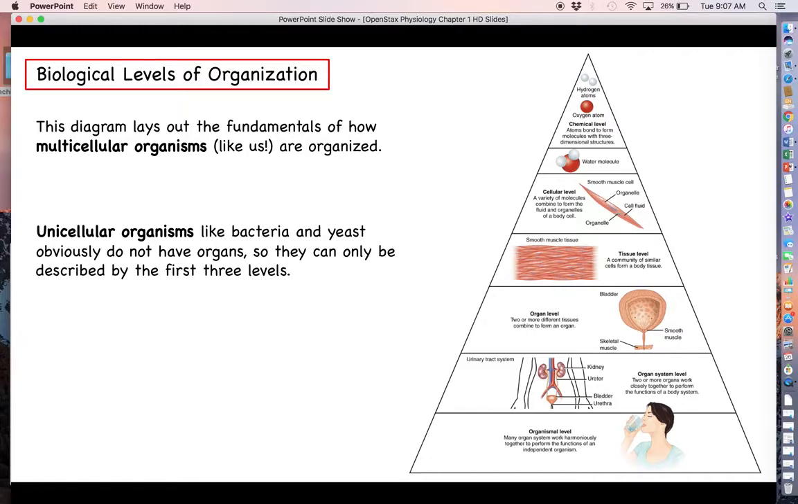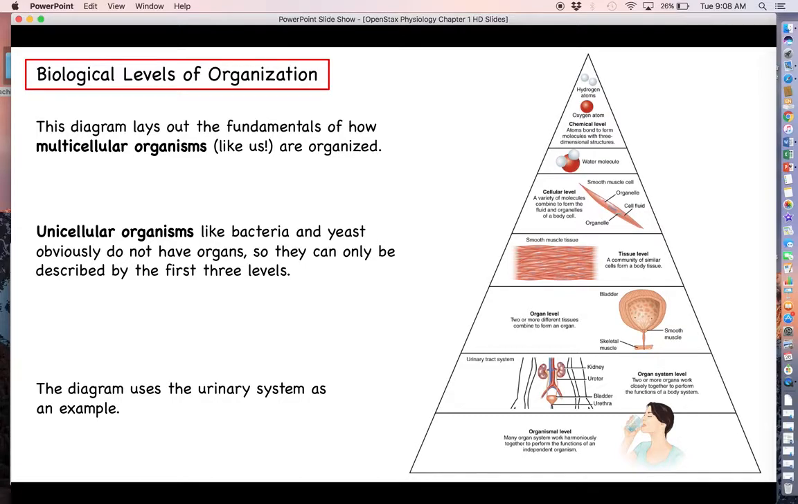Unicellular organisms like bacteria and baker's yeast do not have some of the bottom things on the organization chart, like tissues and organ systems, because unicellular, hence the name, means an organism that is only made of one cell. So they will only consist of these top three levels, being atoms, molecules, and cells. Multicellular organisms like us not only encompass these first three levels, but also the tissue level, the organ level, and so on until you end up with a fully fledged human organism.